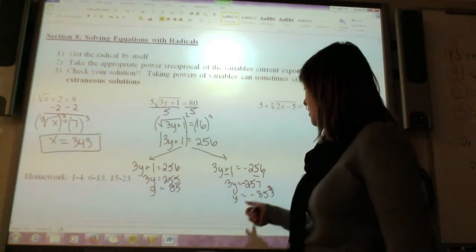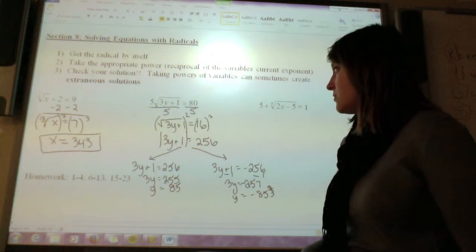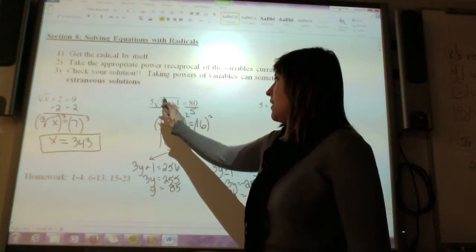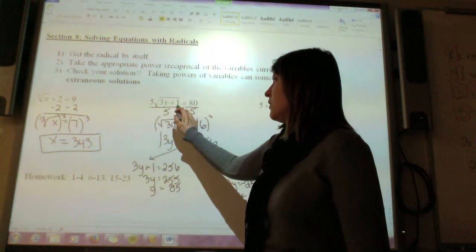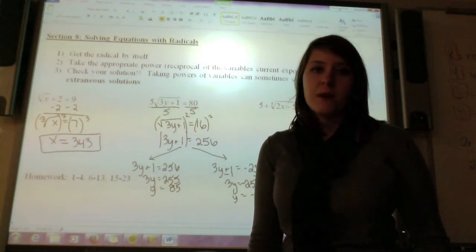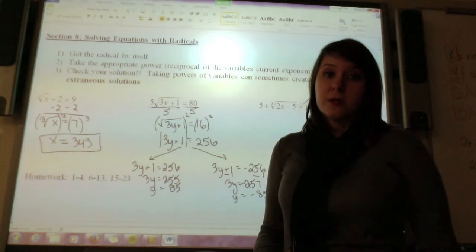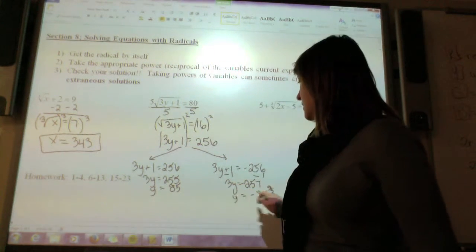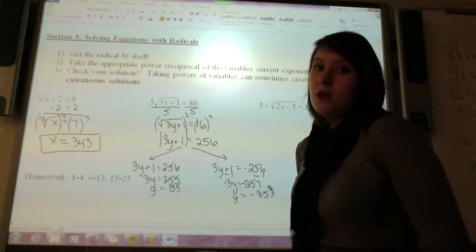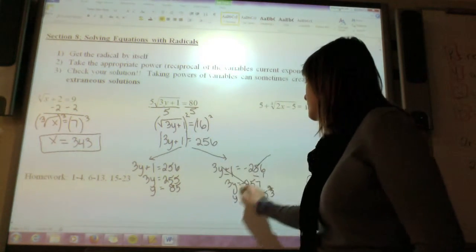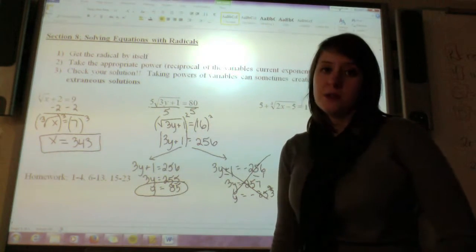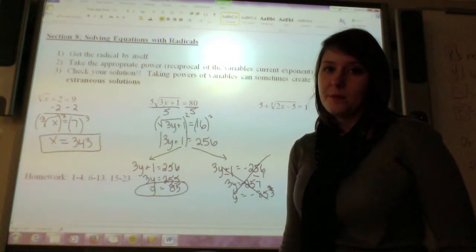Now let's try to plug this negative 85 2/3 back in. If I plug it in here, I've got a big negative number plus 1. So what happens when I try to take the square root of a negative number? I get an imaginary number. So this is not going to be a solution because this is not equal to an imaginary number. So I can cross that solution out and say that this is the only solution to that problem.